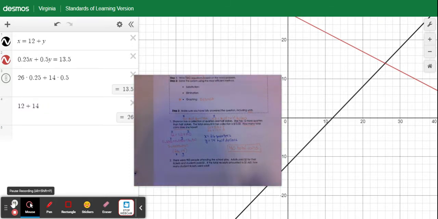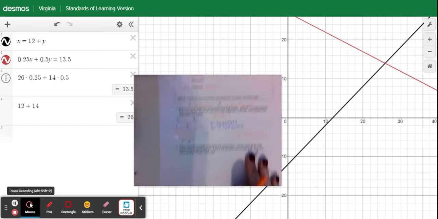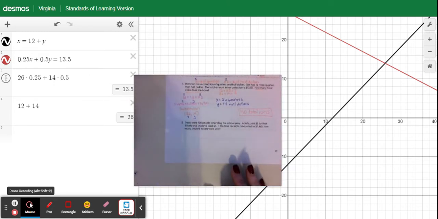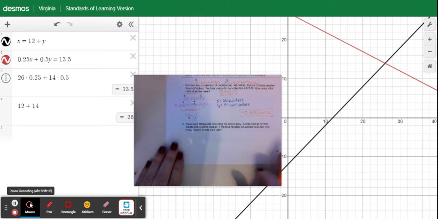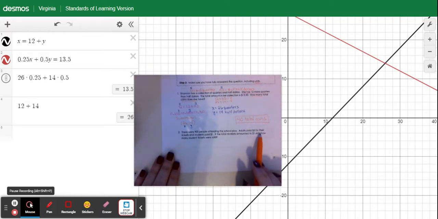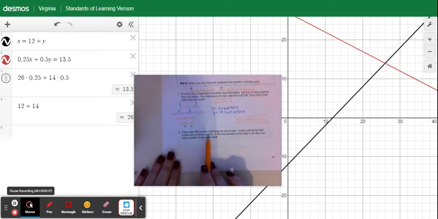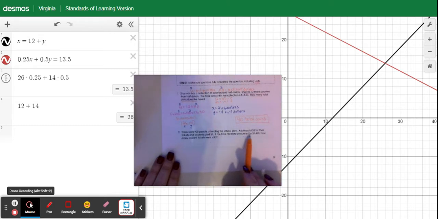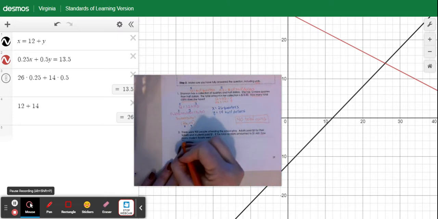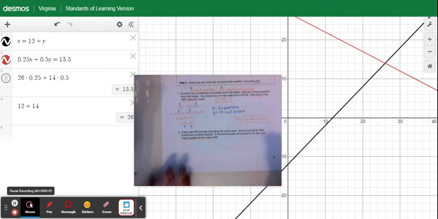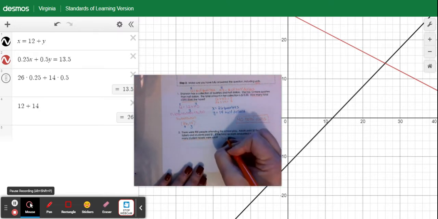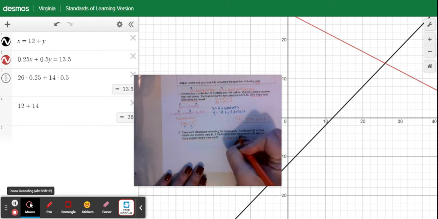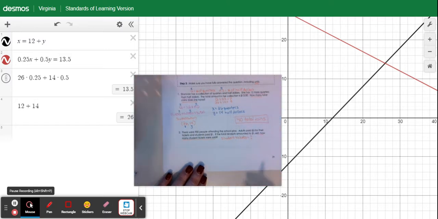Okay, let's take a look at number 2. This is another common type of question. There were 900 people attending the school play. Adults paid $3 for their tickets, and students paid $1. If the total receipts amounted to $1,460, how many tickets were sold? So what do I want to know? I want to know student tickets equals question mark. It's always good to highlight what you want to know.